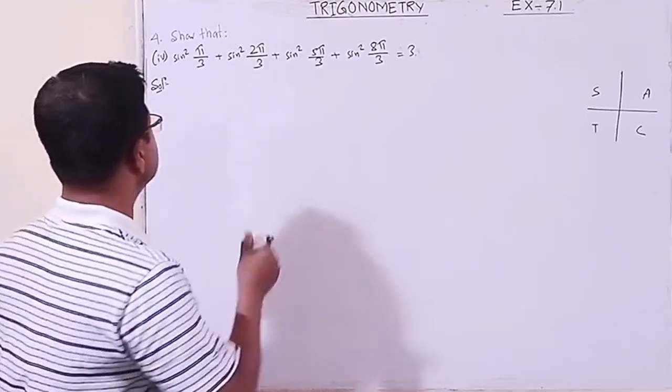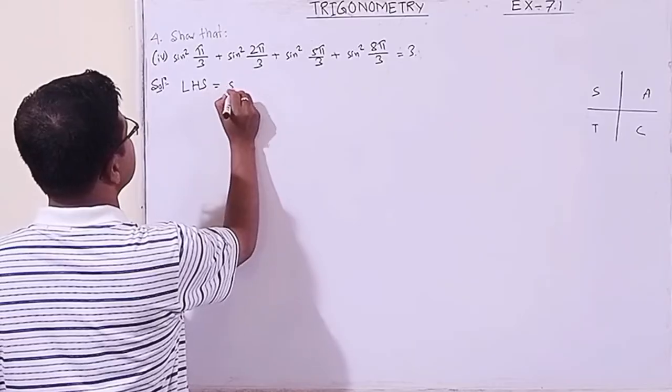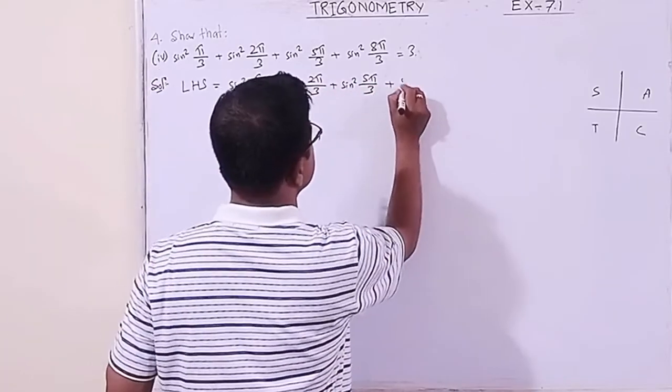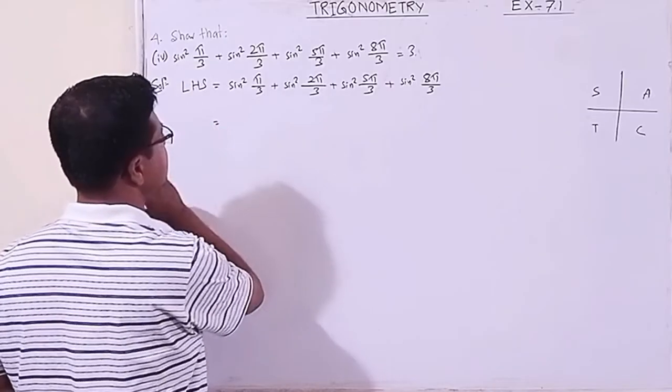Got it? Now my beloved students, we have taken number 4. It is also a very simple sum. Let us write the left hand side. And we are asked to prove it is 3. Okay, no problem. This is a very simple sum.